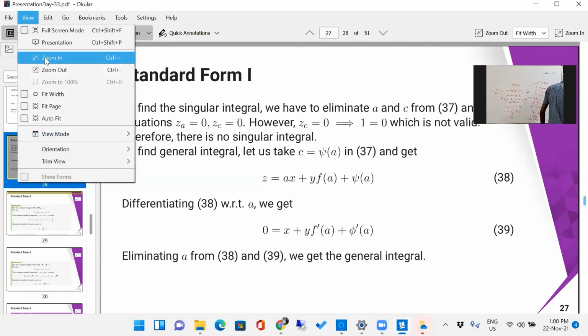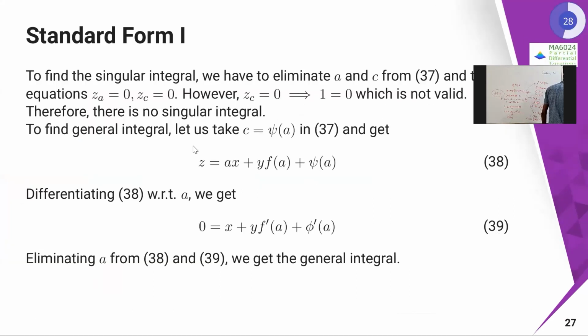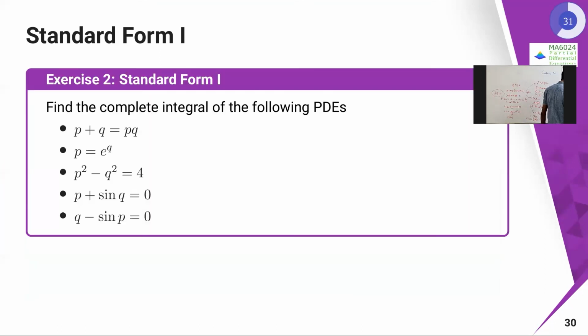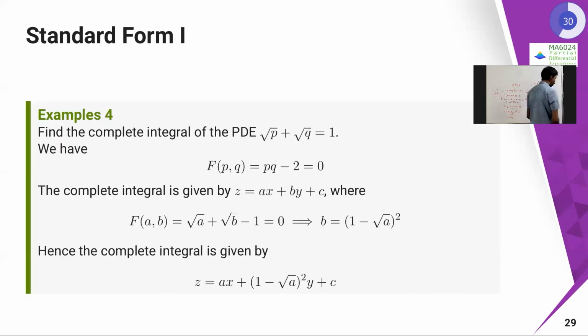One more problem is there: square root of p plus square root of q equal to 1. Sorry, F of p comma q is not the correct one. So square root of p plus square root of q equal to 1. Same way, f of p comma q is going to be square root of p plus square root of q minus 1, equal to 0. Therefore f of a comma b is going to become square root of a plus square root of b minus 1 equal to 0.